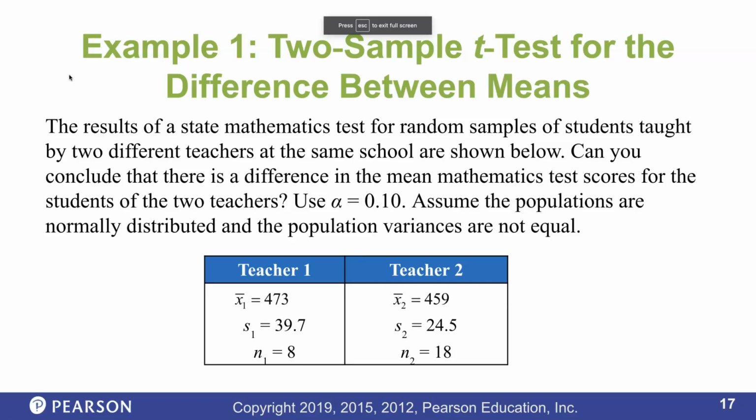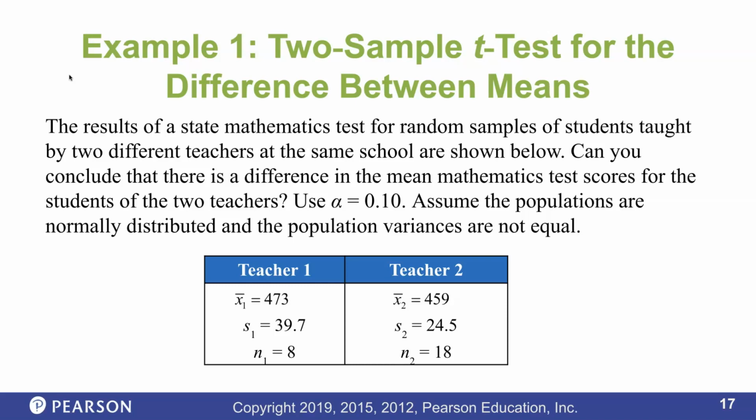Example number 1. Okay, 2 sample t-test for the difference between means. Let's take a look. The result of a state mathematics test, oh, those SOLs, huh? For random samples of students taught by 2 different teachers at the same school are shown below. How evil. I don't know why they are comparing teachers. Is this teacher performance? Not really, right? Can you say that a teacher is a good teacher just by looking at their students' test scores? But hey, for some reason we're looking at this.